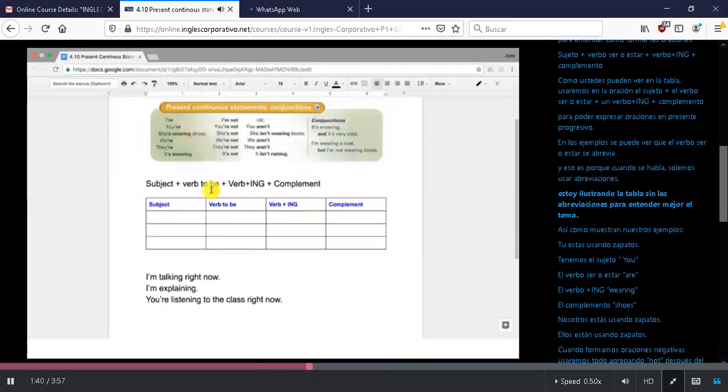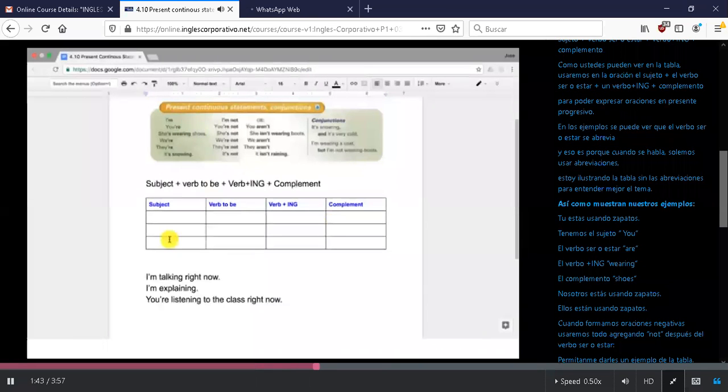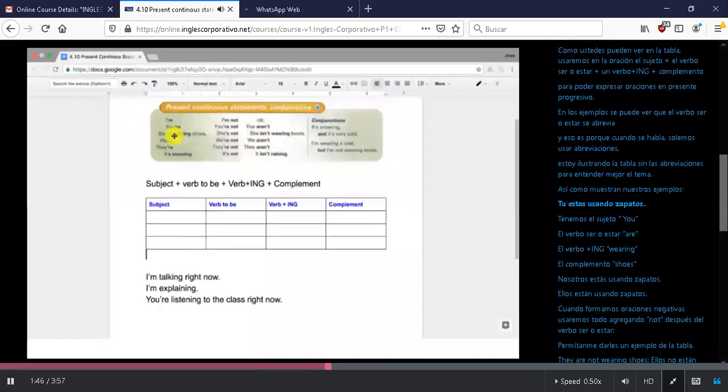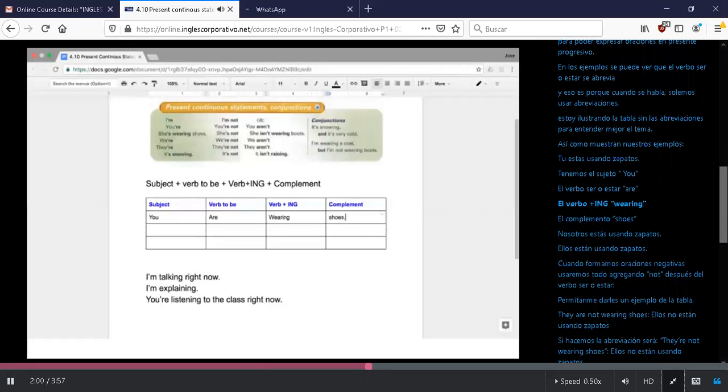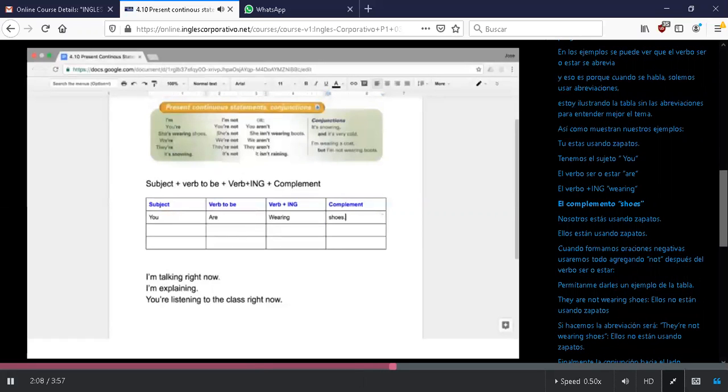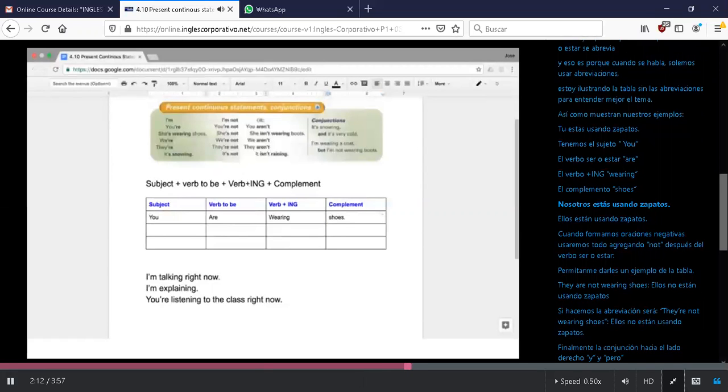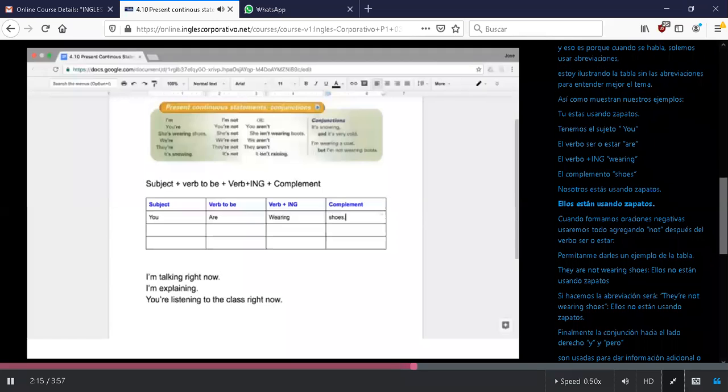So, as our examples show, you're wearing shoes. I'm going to go ahead and write that here. We have the subject, it's you, the verb to be, are, the verb plus ing, wearing, plus the complement, in this case happens to be shoes. We're wearing shoes, they're wearing shoes.